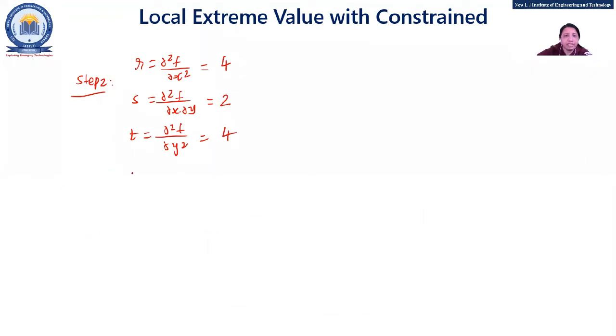Here only one stationary point is there, (a, a), so no need to write the tabular format. At the stationary point (a, a), RT minus S square is 4 into 4, 16, minus 4, so 12, which is greater than 0. And the value of R is 4, also greater than 0. So if both are greater than 0, it's a minimum.